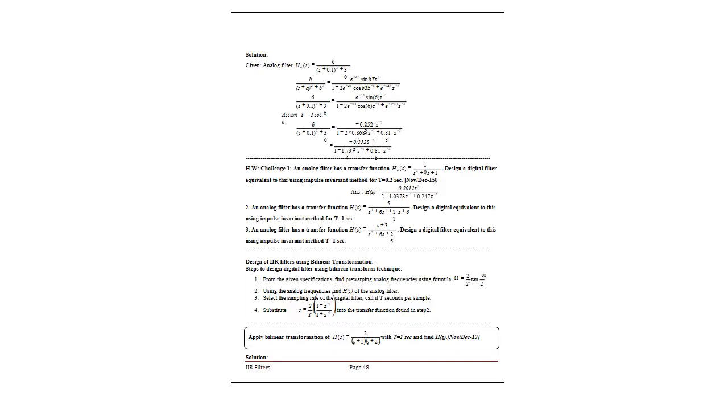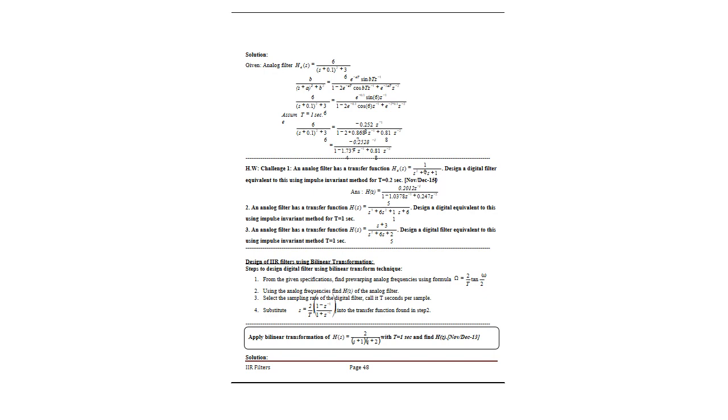So here is the question. We have to find out the analog filter, that is H_a(s) equal to 6 divided by (s plus 0.1) whole square plus 3. For this we are going to substitute the formula, that is b by (s plus a) the whole square plus b squared. Substituting the formula, we will get e to the power of minus at sin bt z inverse divided by 1 minus 2 e to the power of minus at cos bt z inverse plus e to the power of minus 2at z power minus 2.